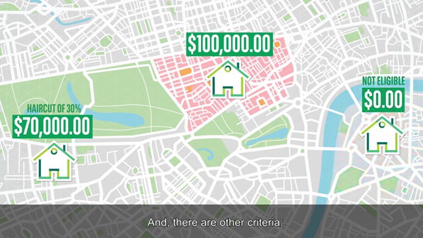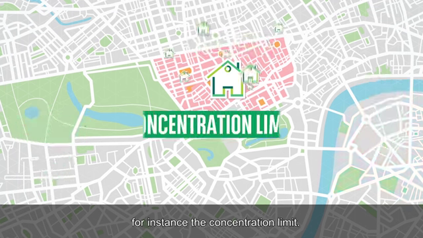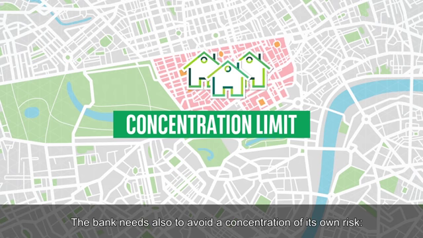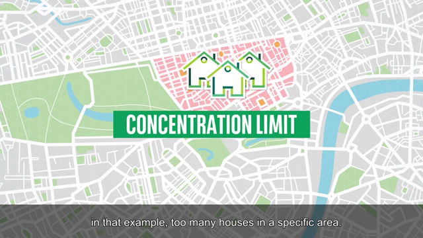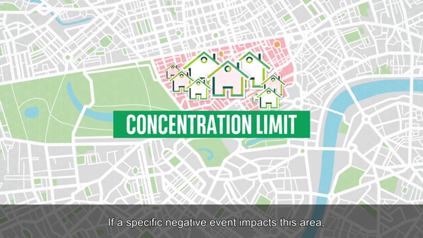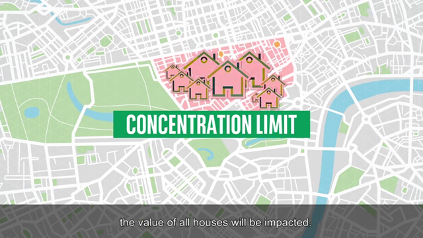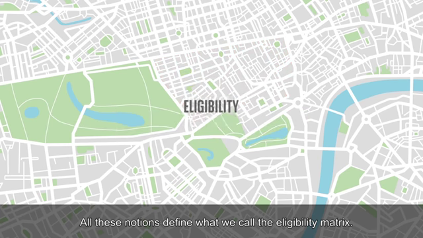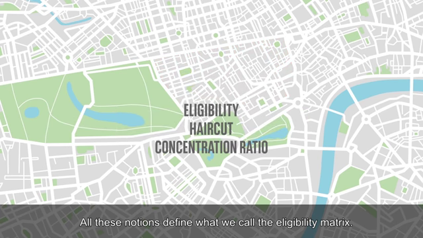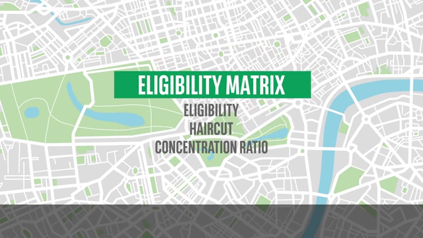And there are other criteria. For instance, the concentration limit. The bank needs also to avoid a concentration of its own risk. In that example, too many houses in a specific area. If a specific negative event impacts this area, the value of all houses will be impacted. All of these notions define what we call the eligibility matrix.